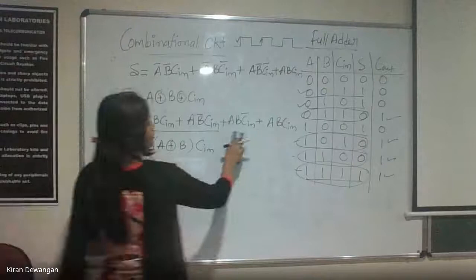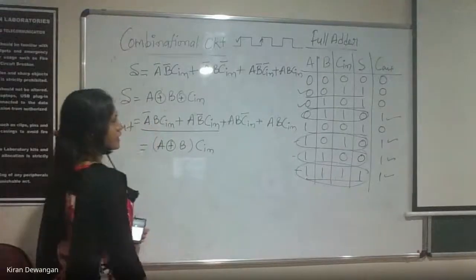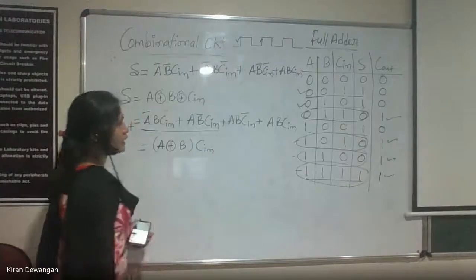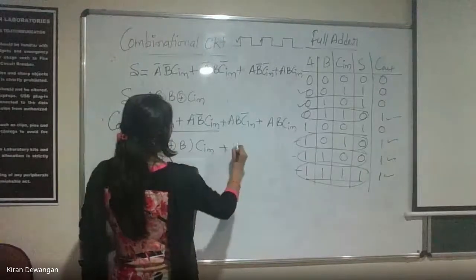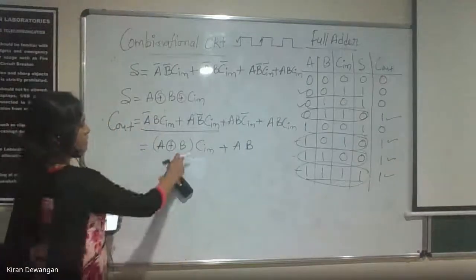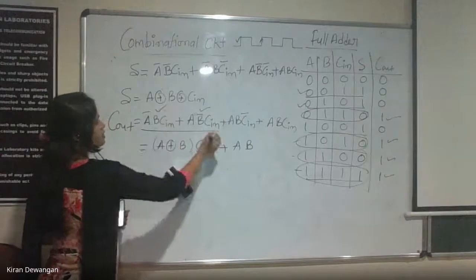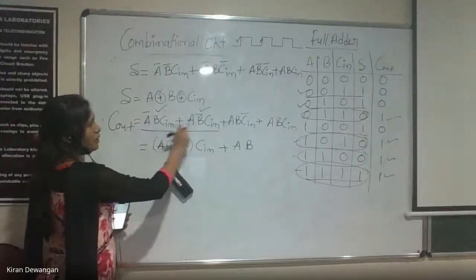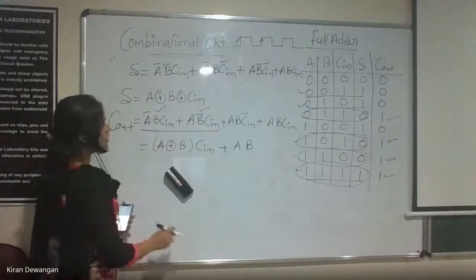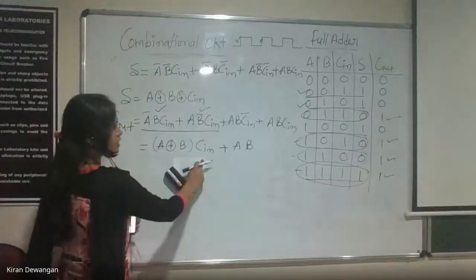From these two, this is C in bar and this is C in. So we can take out AB, so this becomes plus AB. Okay? From here we have taken C in out. From these two, we have taken C in out. This is A bar B and this is A B bar. So that becomes A XOR B. C in is taken out.